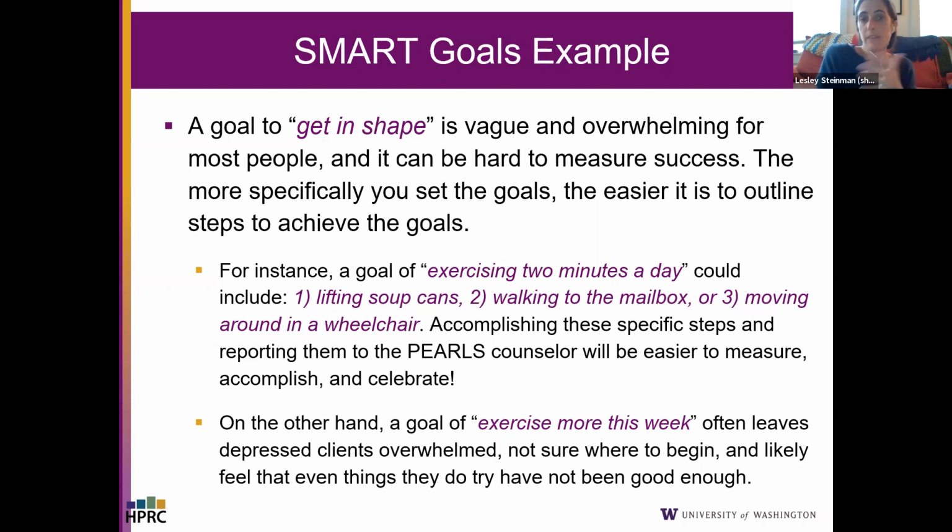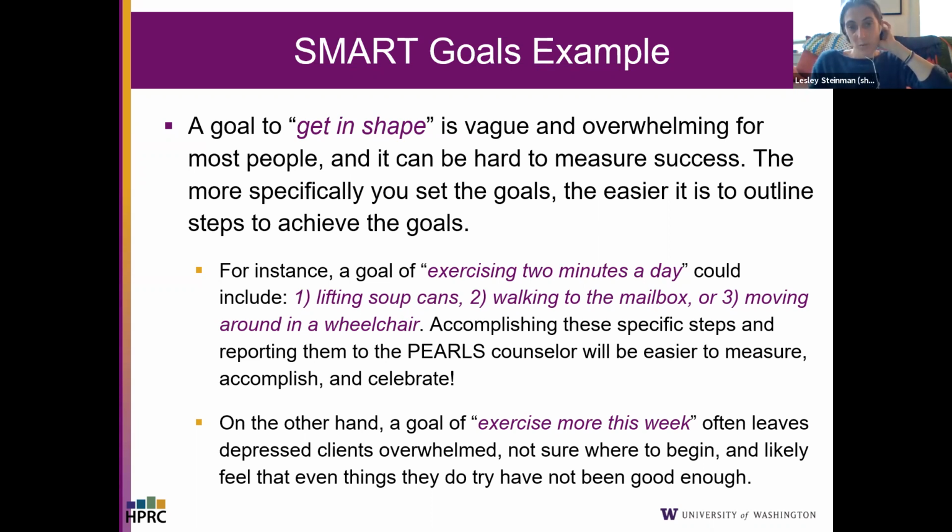So for example, if the goal is exercising 2 minutes a day, that's much more specific and measurable and attainable and time bound and realistic, right? All that good stuff. And then those solutions are easier to connect to that goal: lifting soup cans, walking to the mailbox, or moving around in my wheelchair. If you put the goal as get in shape and then get to solutions, they can be much bigger and harder to achieve. And then you might be setting that client up to basically have another week where they're trying to get in shape and not actually able to do that.